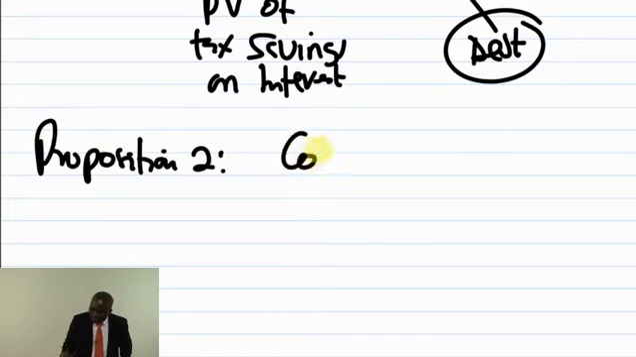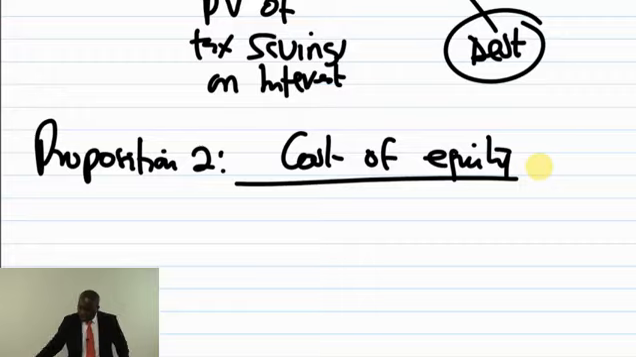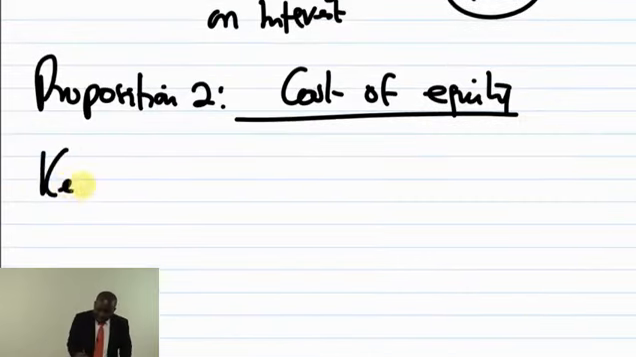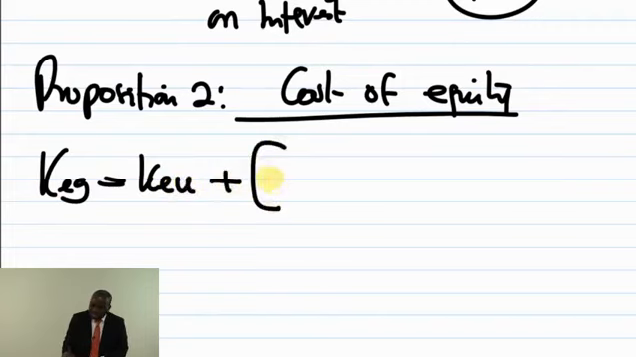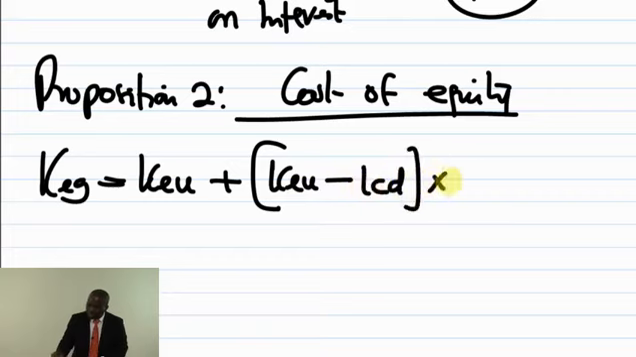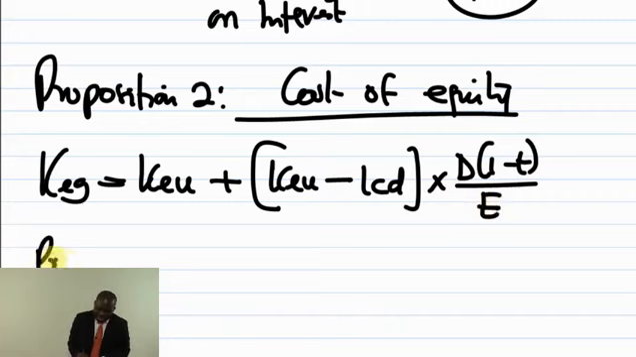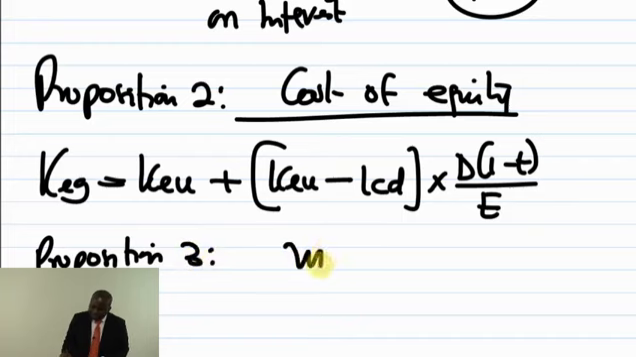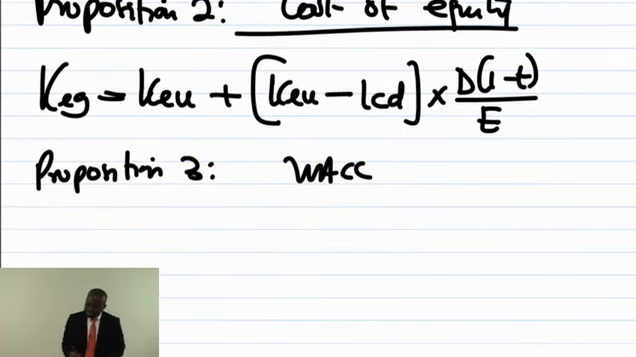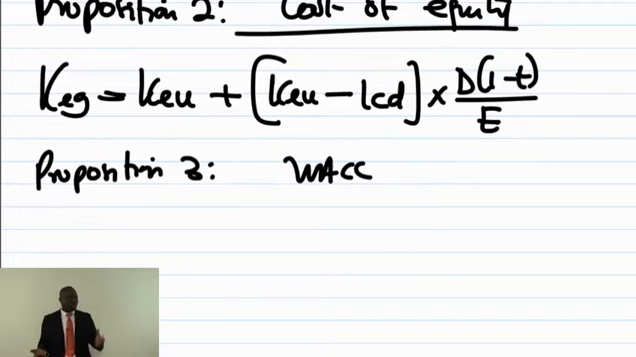So your proposition 2 still deals with your cost of equity, and the cost of equity is this: the cost of equity of geared is equal to the cost of equity of ungeared plus the risk premium, which is cost of equity of ungeared minus cost of debt, multiplied by debt times 1 minus the tax rate, divided by equity. And your proposition 3 still deals with WACC. And he's saying now the WACC of geared is going to be less than the WACC of ungeared.